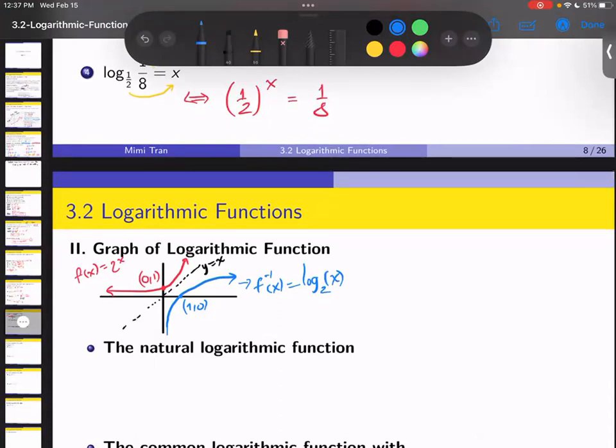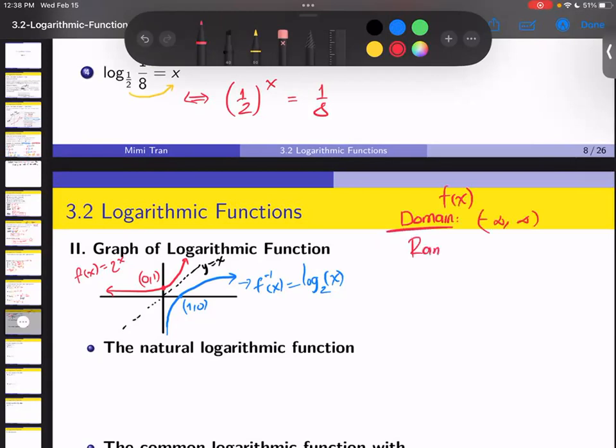Can you tell me the domain of the red one or the blue one? The domain of the red one, where does it start? The domain is the x values, right? It starts from negative infinity all the way to positive infinity. Imagine just dragging that arrow to infinity. So f of x is red, which is negative infinity to positive infinity.